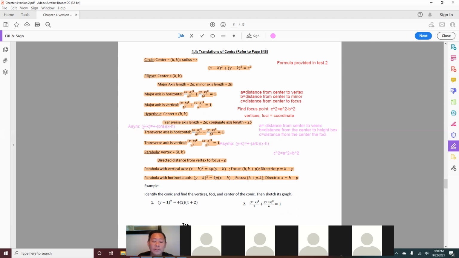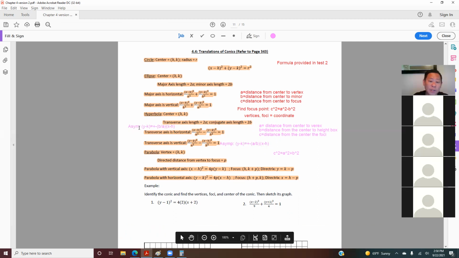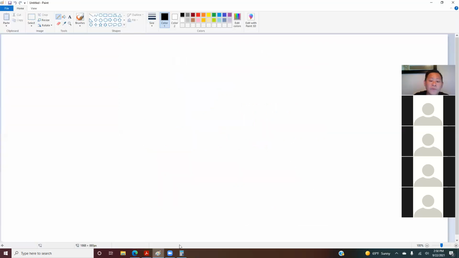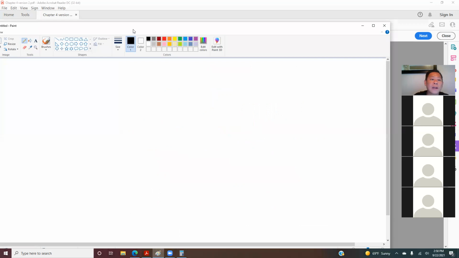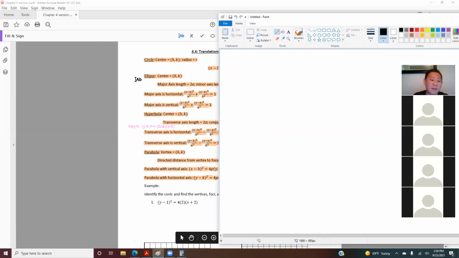So how do you differentiate between these? This is what I should tell my students. First things first, you look at the equation. How do we know if it's a circle, ellipse, or hyperbola, and then whether it's horizontal or vertical? If you only have x squared or y squared, not both, and the other variable is to the power of 1, you will get yourself a parabola.